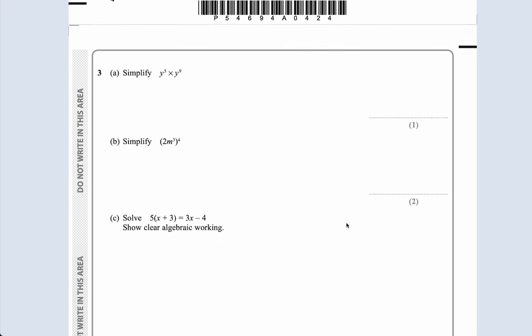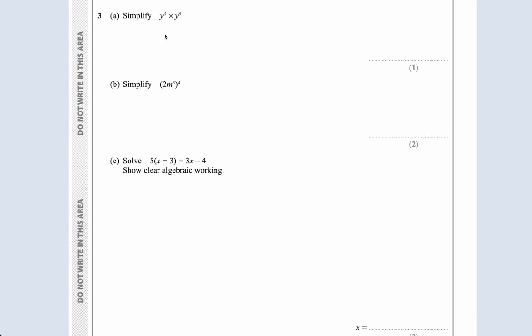Okay, question 3. Simplify this. 1 mark means I don't have to show any working. So it is just y to the power 14. Hopefully you know this, guys. Rules of indices, add the powers. 5 plus 9 is 14.